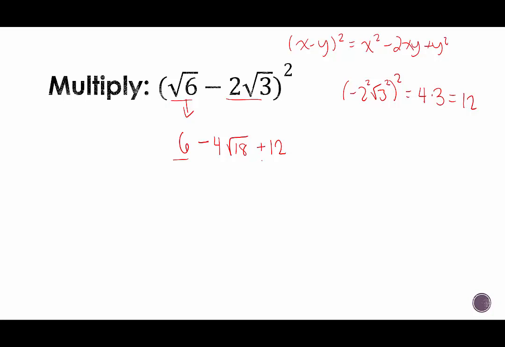Now we can combine 6 plus 12 is 18. And then we want to be careful with this root 18, because root 18 does have a perfect square factor of 9. So root 18 can be rewritten as the square root of 9 times the square root of 2. The square root of 9 is 3, so this becomes minus 4 times 3, minus 12 root 2. So this ends up becoming our final product here. So we have to be really careful about this. We want to combine like terms. We want to make sure that all radicands are simplified as much as they can be.